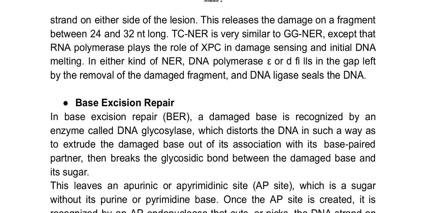This releases the damage on a fragment between 24 and 32 nucleotides long. TCNER is very similar to GGNER except that RNA polymerase plays the role of XPC in damage sensing and initial DNA melting. In other kinds of NER, DNA polymerase delta or epsilon fills the gap left by the removal of the damaged fragment and DNA ligase seals the DNA.